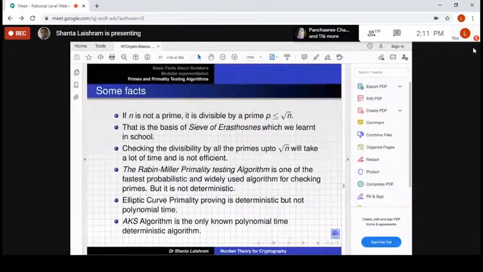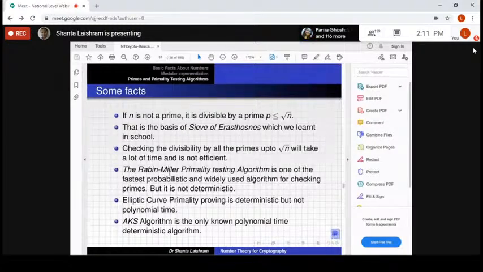When n is small, this is okay. But when n is large, this is going to be extremely difficult. Suppose n has 100 million digits, then it's going to be quite difficult because you need to keep checking by every prime less than the square root of n. So it's not that easy.